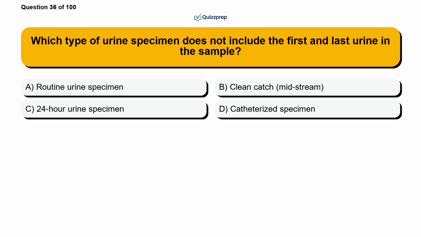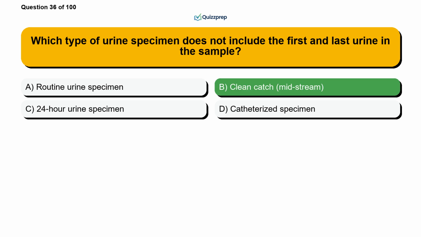Question 36. Which type of urine specimen does not include the first and last urine in the sample? Option A, routine urine specimen. Option B, clean catch, midstream. Option C, 24-hour urine specimen. Option D, catheterized specimen. The correct answer is option B, clean catch, midstream.